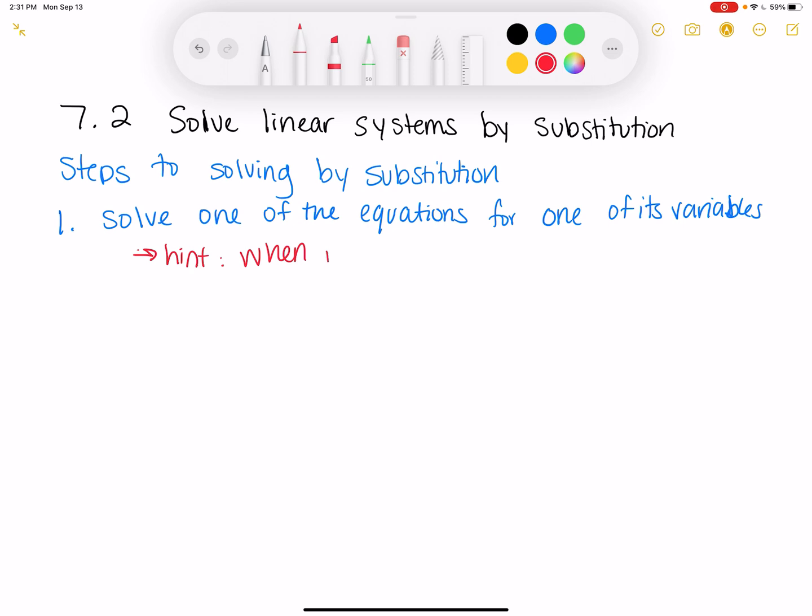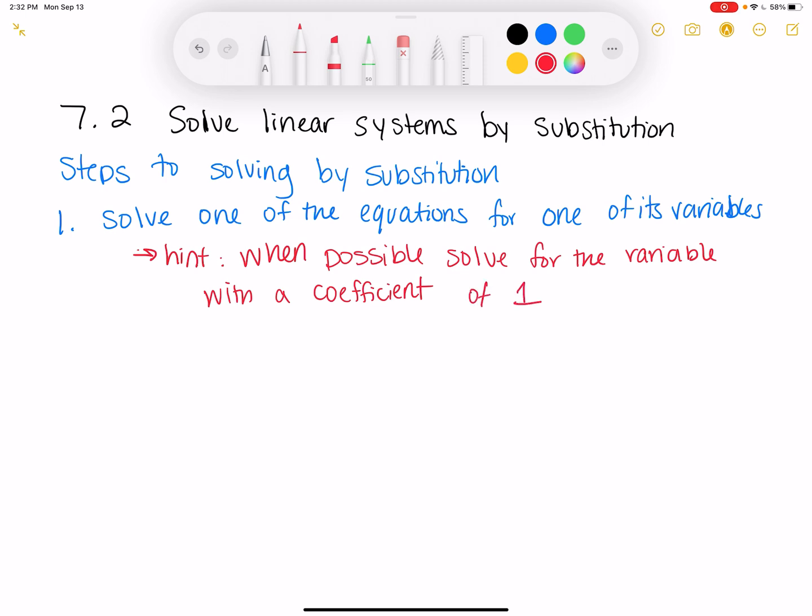When possible, solve for the variable with a coefficient. Okay, so remember, coefficient is the number in front of the variable, with a coefficient of 1 or -1.